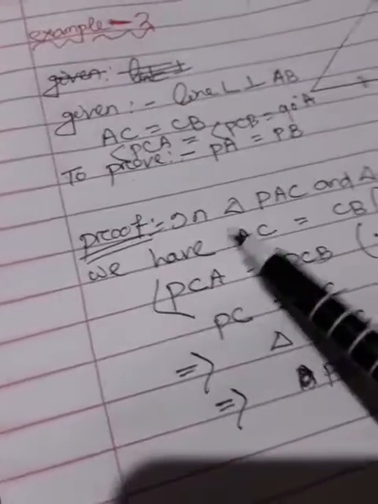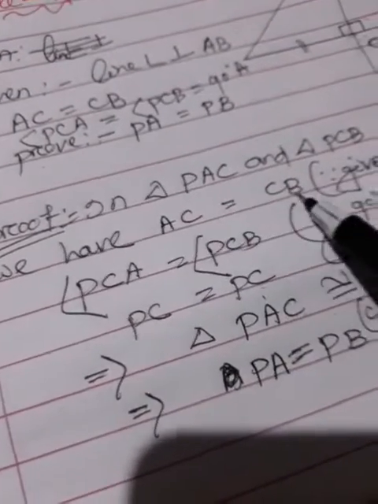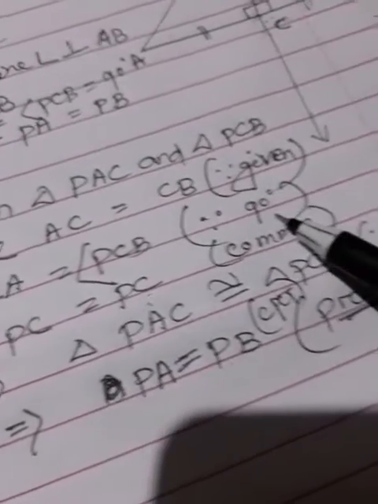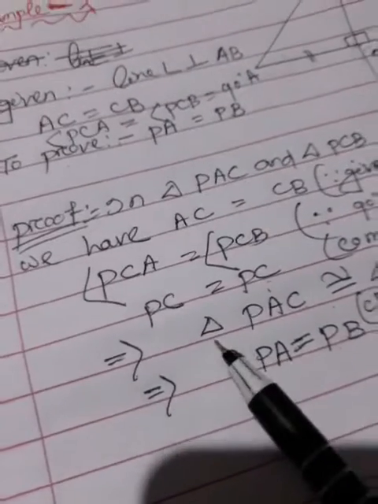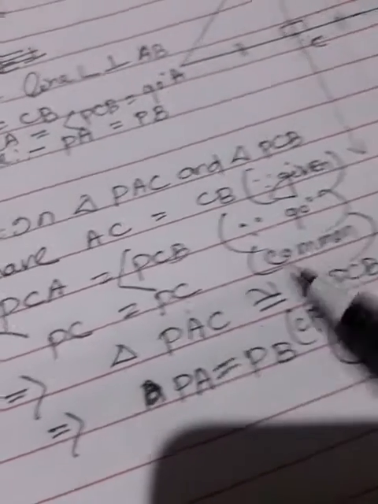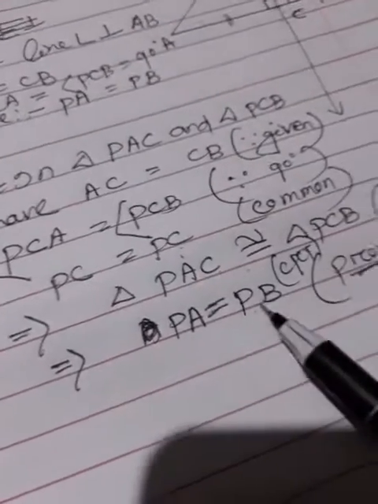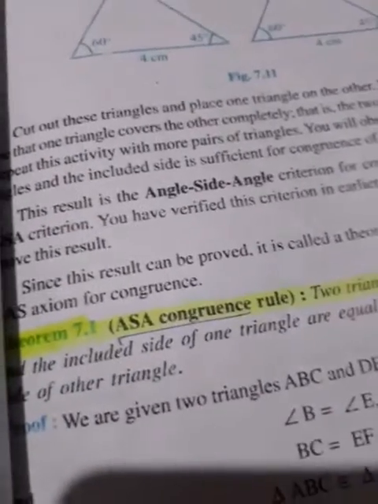Proof. In triangle PAC and triangle PCB, we have AC is equal to CB given, angle PCA is equal to angle PCB, both are 90 degrees, PC is equal to PC common. So triangle PAC is congruent to triangle PCB by side angle side SAS rule. This implies that PA is equal to PB by CPCT. Proved. Next, theorem 7.1.